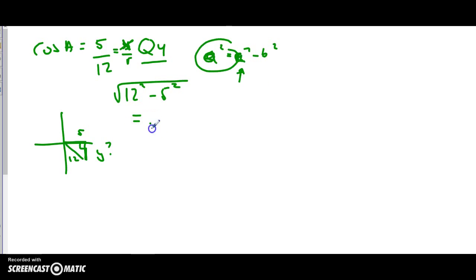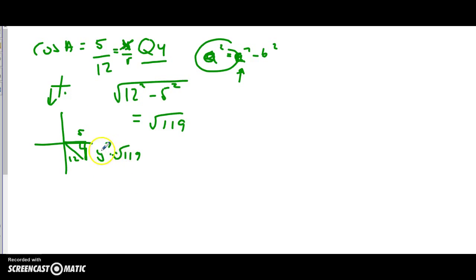And when I work this out, I'm going to leave this as the root of 119. You could figure that out, that's 10 point something, but I'll leave that as the root of 119. So that now is my y value. But if I know I'm in the fourth quadrant, I know I'm down here, I know that my y value has to actually be negative.